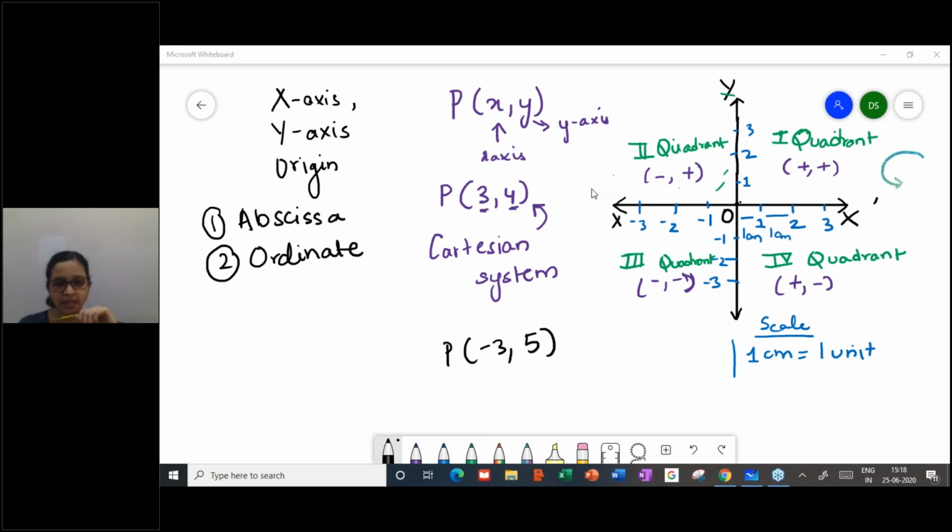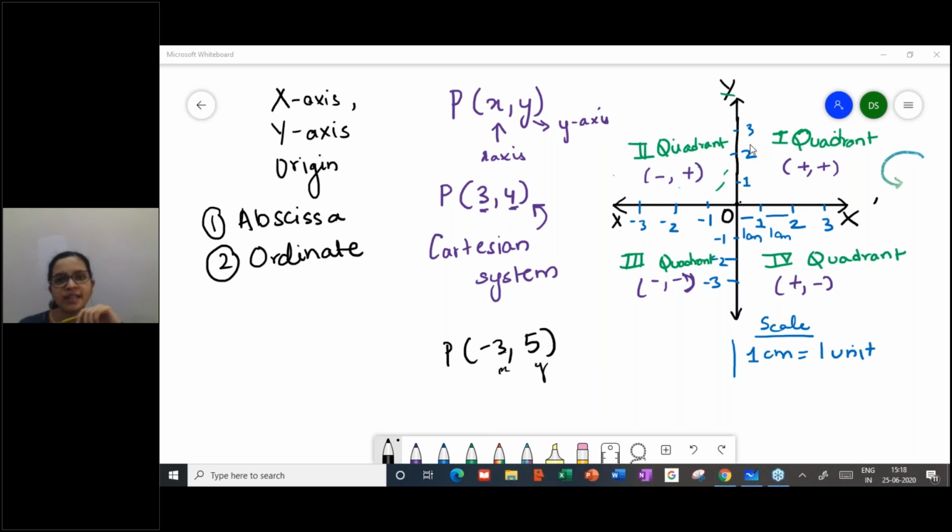Once again, the question is: the point P(-3, 5) lies in which quadrant? Hint, just look at the signs. This is x, this is y, right? In which quadrant is x negative and y positive? It will be the second quadrant, right? Cool. So you got it. This is one type of question you're going to encounter. They just give you points with the x and y coordinate and ask you which quadrant it lies in.